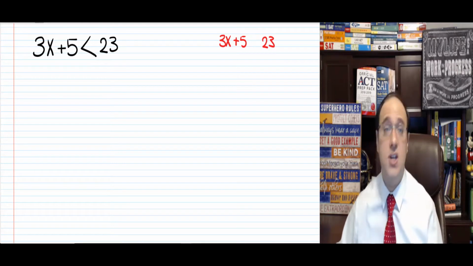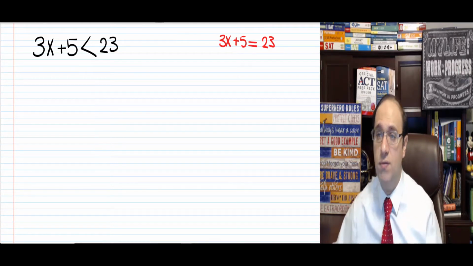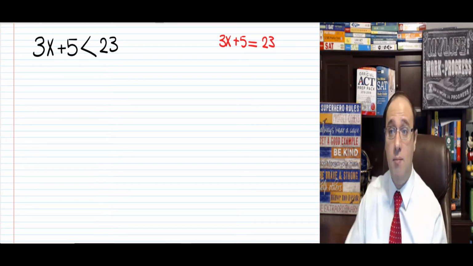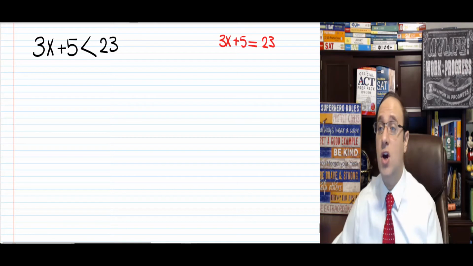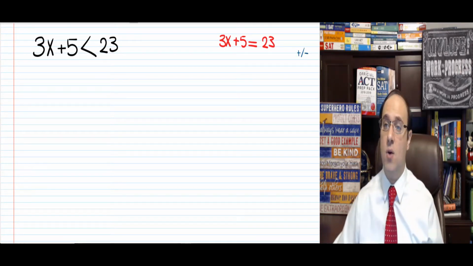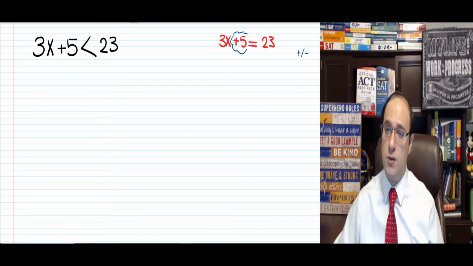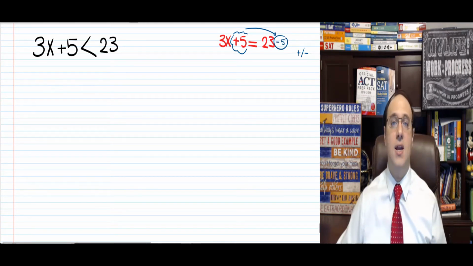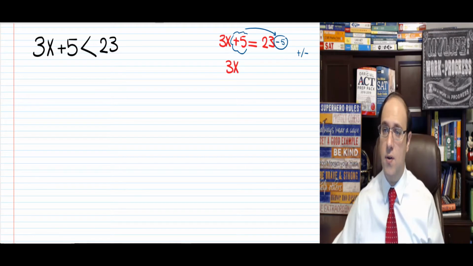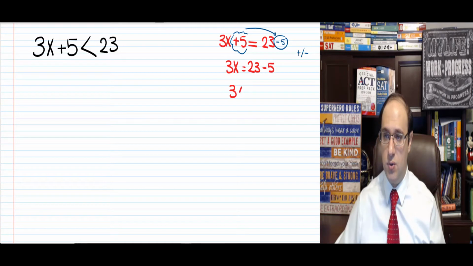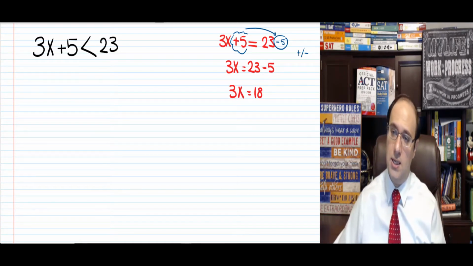Now, I'm going to rewrite this just like we used to before when it was an equation. So now I have 3x plus 5 equals 23. First thing, I need to get rid of the pluses and minuses, remember? So I need to get rid of the plus 5 first. Plus 5 on the left goes to the other side as minus 5. Now rewrite. 3x equals 23 minus 5. That means 3x equals 18.